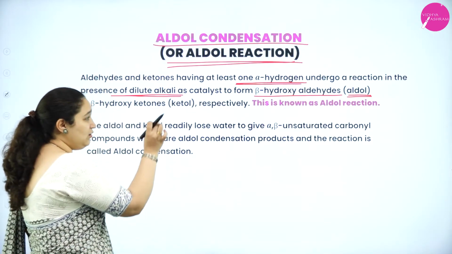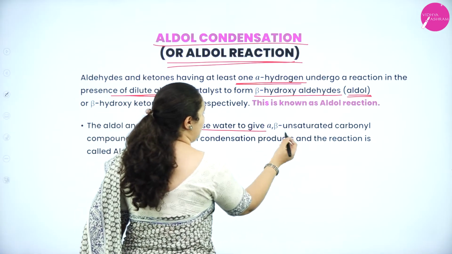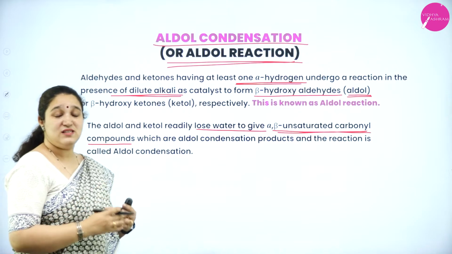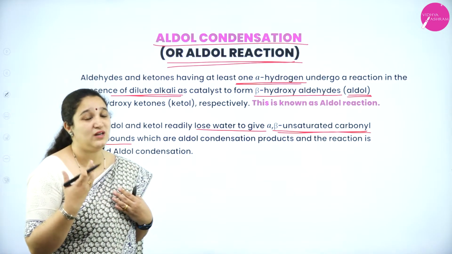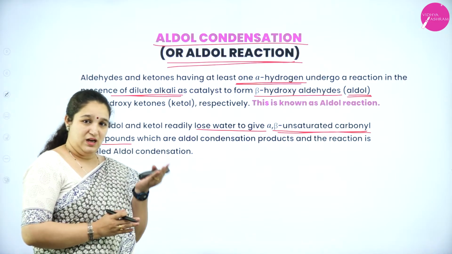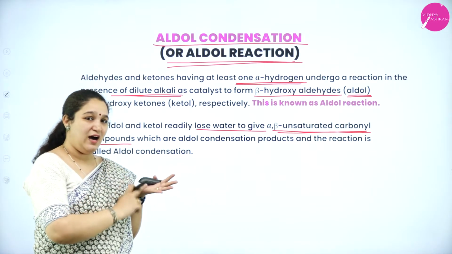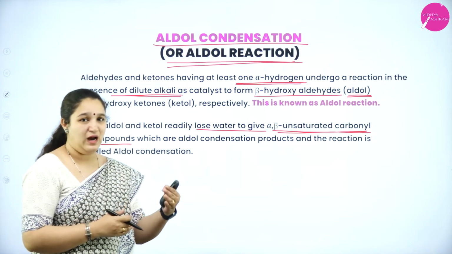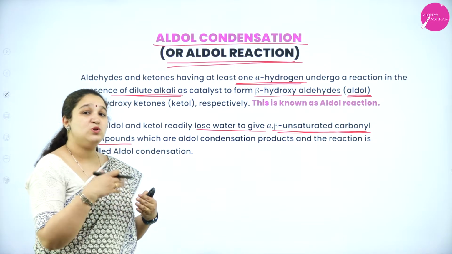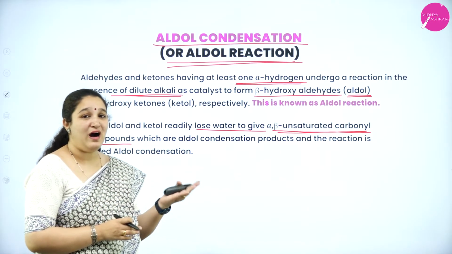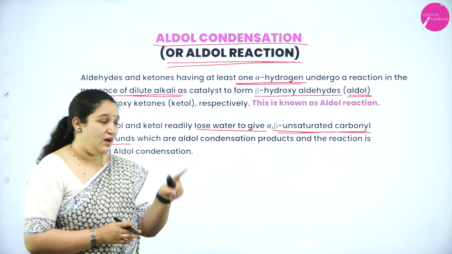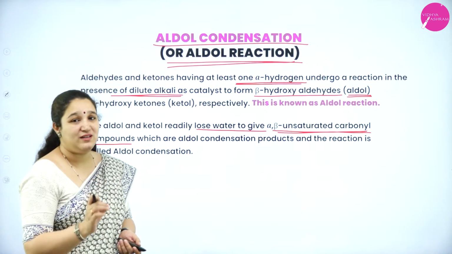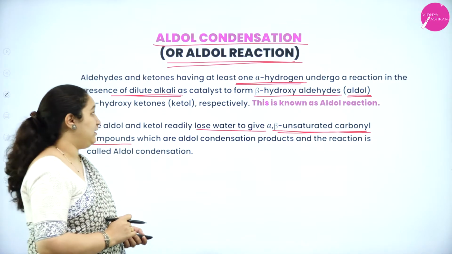Now, the aldol which is formed loses water to give alpha beta unsaturated carbonyl compound, and this reaction is called as aldol condensation. So, what is it? An aldehyde or a ketone which contains alpha hydrogen atom reacts in the presence of alkali first to form an aldol. That aldol will lose water molecule, okay, to form alpha beta unsaturated carbonyl compound, and this reaction is called as aldol condensation reaction. We'll see the example here.